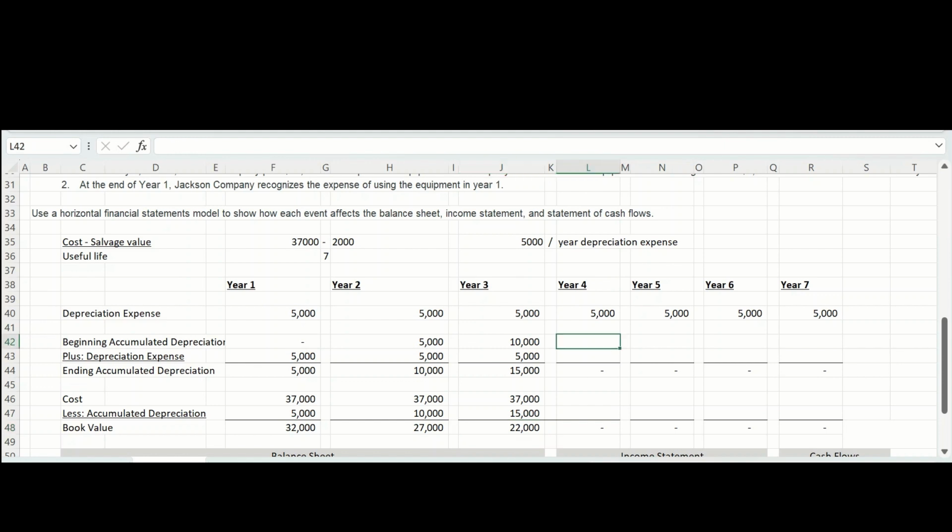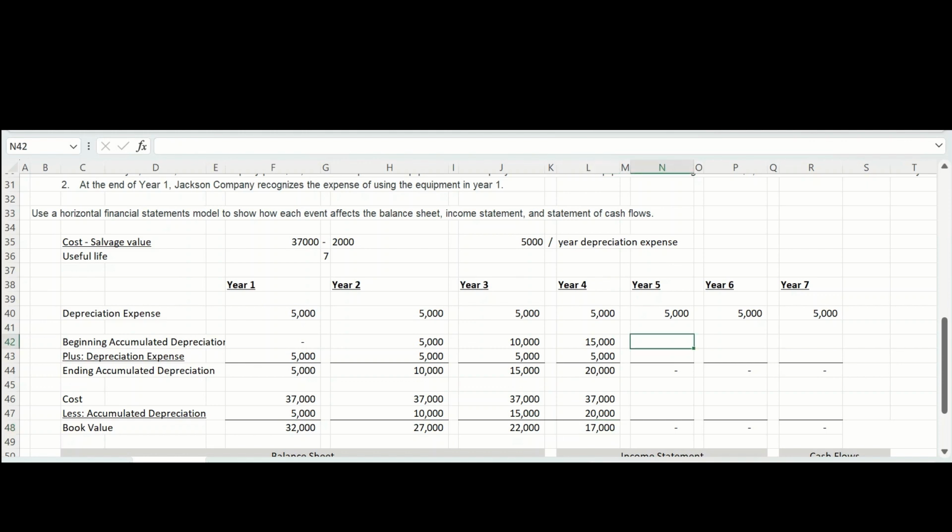In year 4, depreciation expense is still $5,000, but now our beginning accumulated depreciation is $15,000. So that gives us $20,000 of accumulated depreciation. Cost has not changed. So $37,000. We take away the accumulated depreciation for year 4, so we have $17,000 of book value.